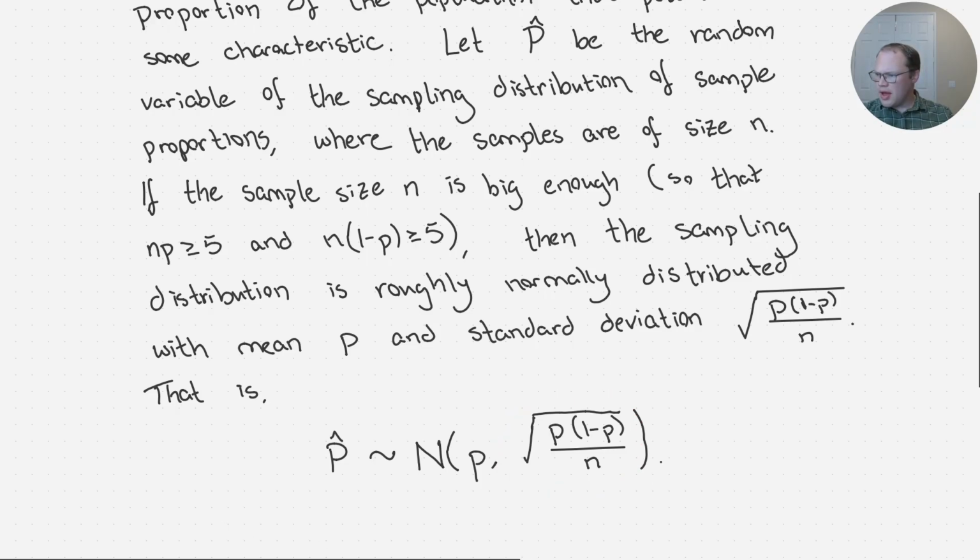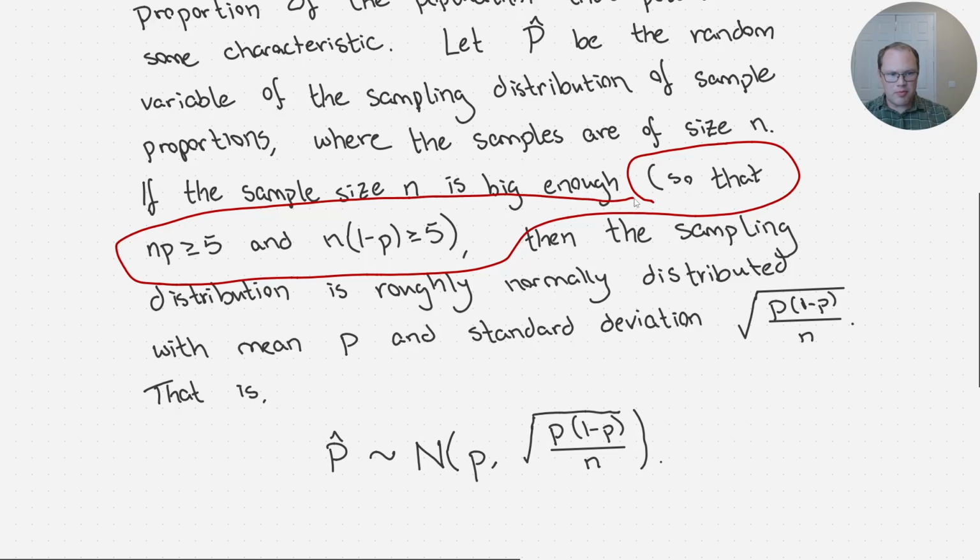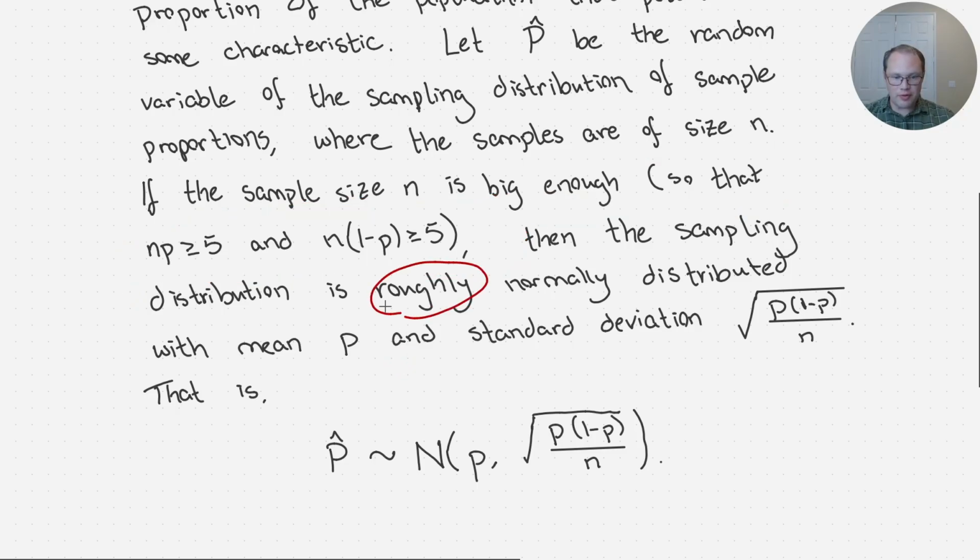A couple of other points. As with our central limit theorem for means, we need the sample size to be big enough in order for this to work, and then we are roughly normally distributed. As long as your sample is big enough so that this condition is satisfied, it's so close to a normal distribution that you could just consider it a normal distribution. You don't have to worry about the roughly part.